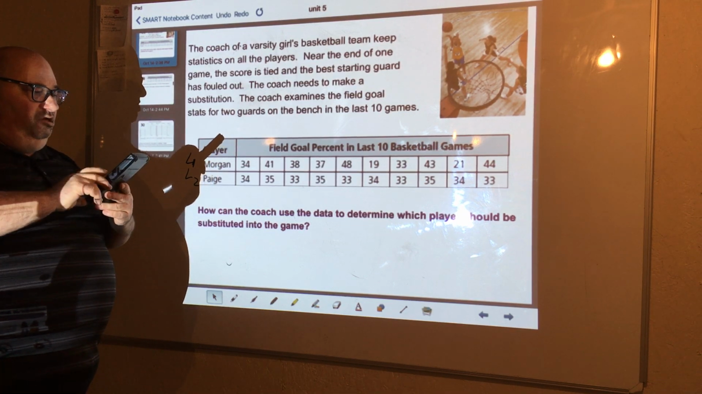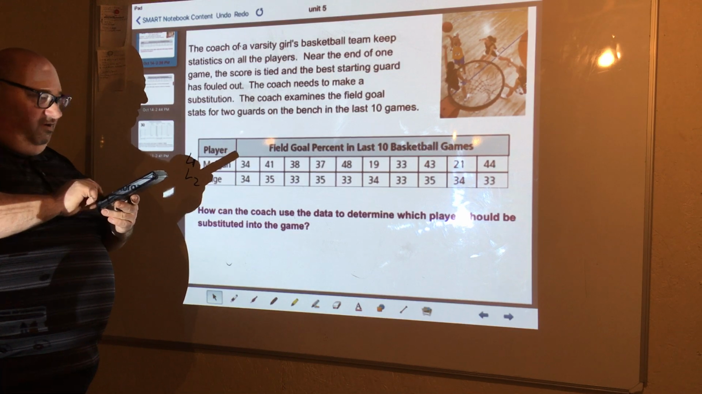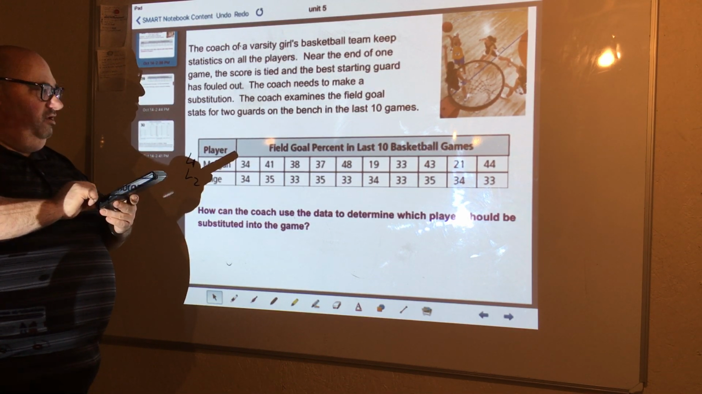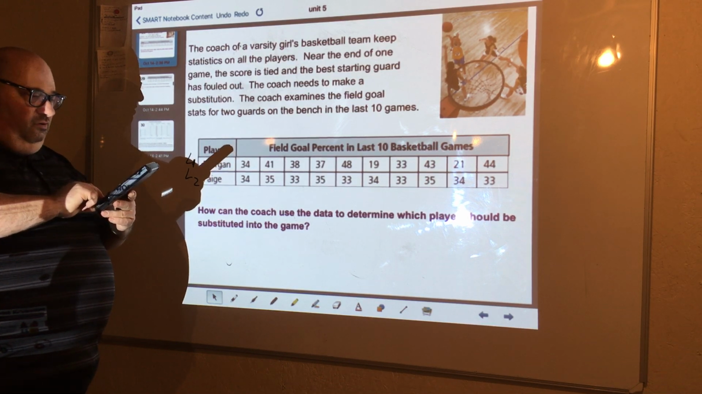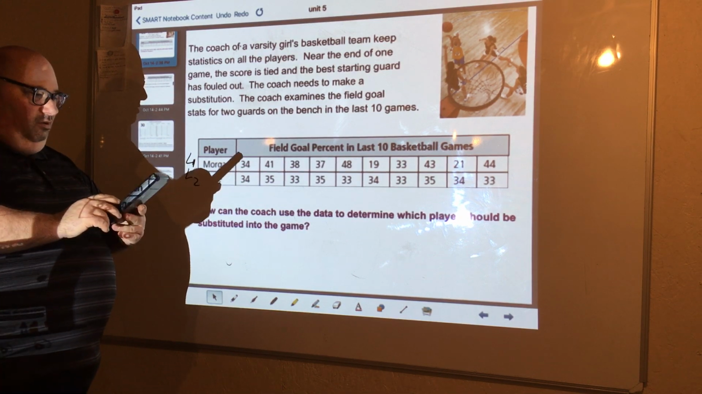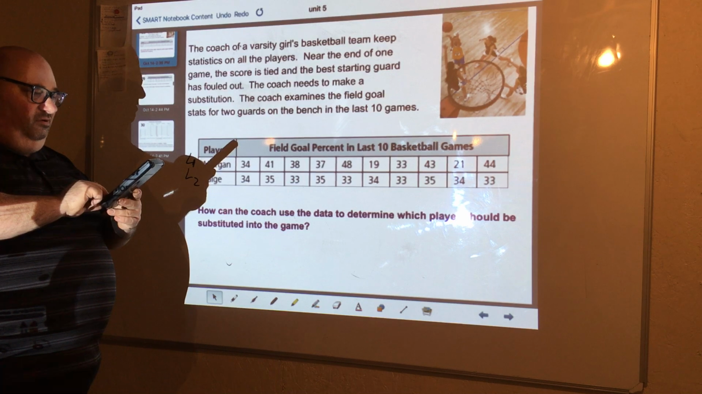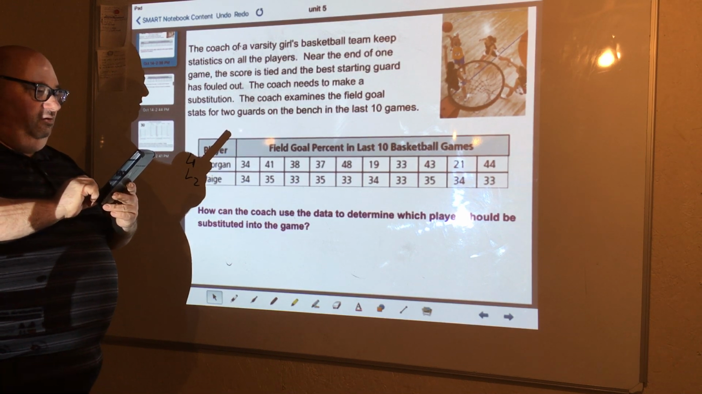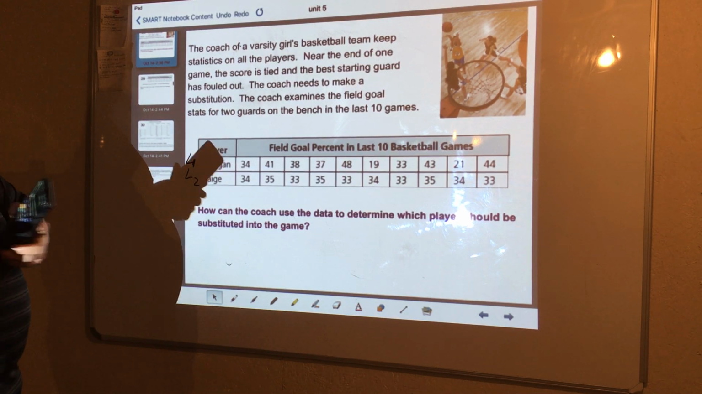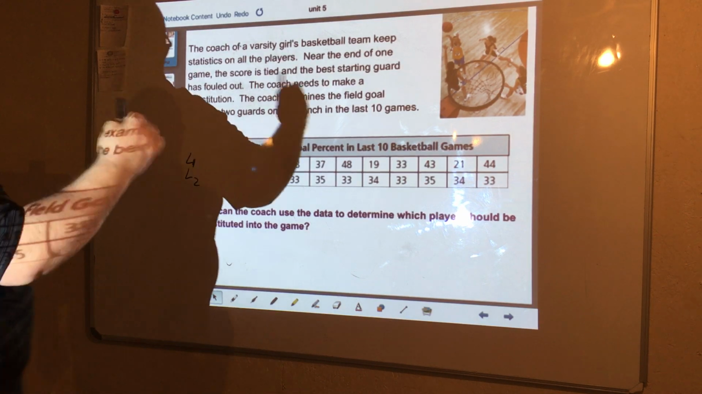44, enter. Then I jump over to L2 and I start typing these in. 34, enter. 35, enter. 33, enter. 35, enter. 33, enter. 33, enter. 35, enter. 34, enter. 33, enter. That's all of them. Okay, so we have 10 pieces of information.